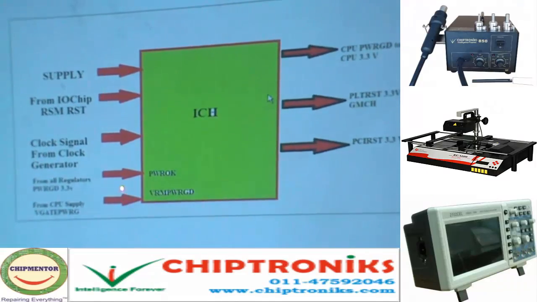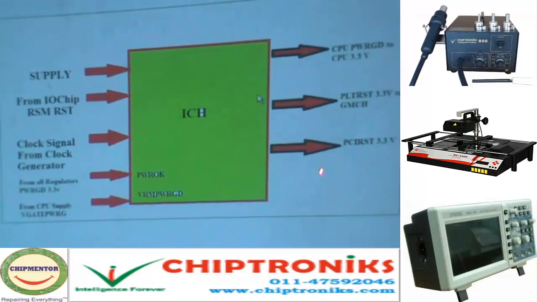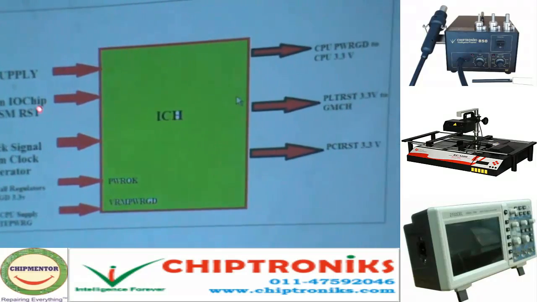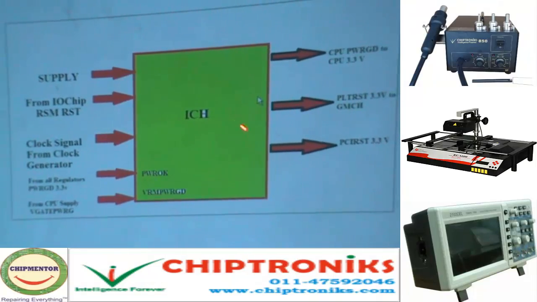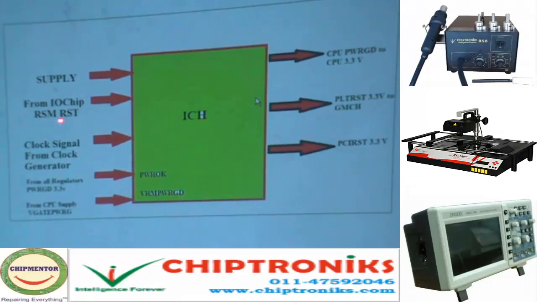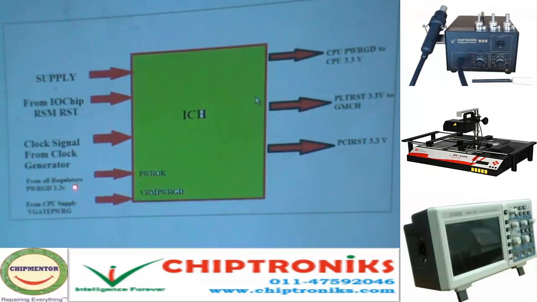The 5 important input signals and the 3 important output signals. I always say that 3 things are required for any chip: supply, reset and clock. So supply is there, then RSM reset, which is the reset signal for the ICH, the clock signal from the clock generator, and from all regulators power 3.3 volts, power OK signal, and from the CPU supply we get VRM power. And the 3 output signals: CPU power to CPU, PLT reset 3.3 volt and PCI reset 3.3 volt.